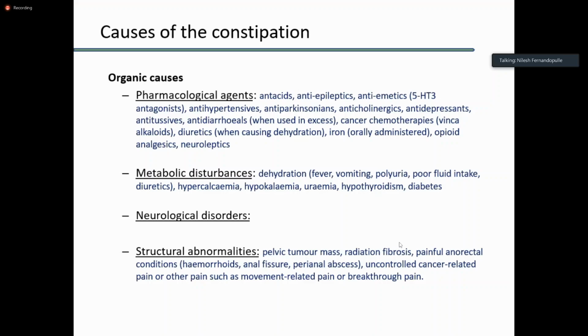Then a few metabolic causes, things like hypercalcemia, hypokalemia, uremia, hypothyroidism, diabetes. These are very simple things, serum calcium, serum potassium. If we do it, you can find out what the cause for the constipation is. And dehydration might be causing constipation, because the stools are very hard. Neurological problems might be quite obvious, can cause constipation. Then, of course, the structural problems.